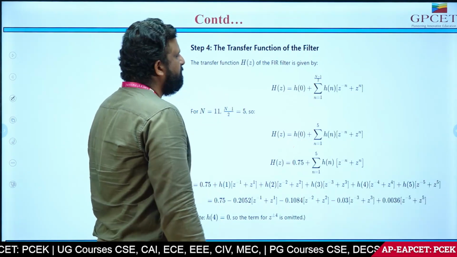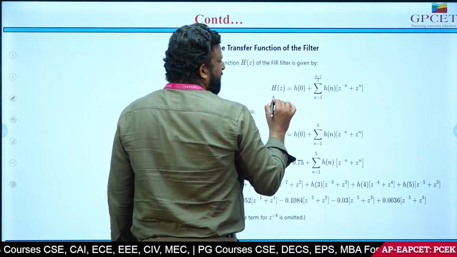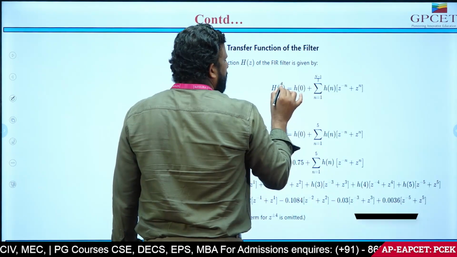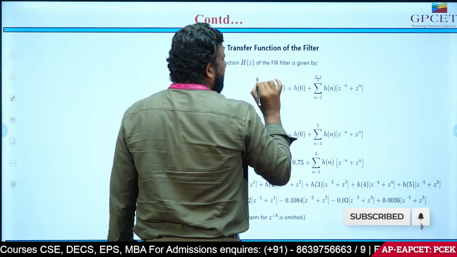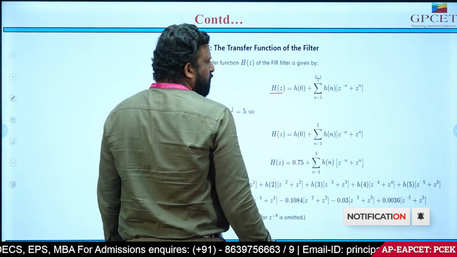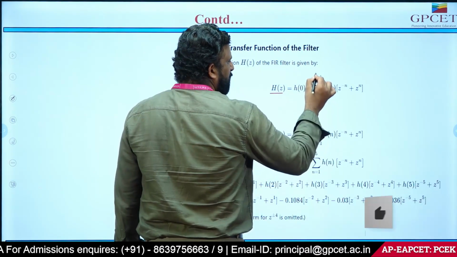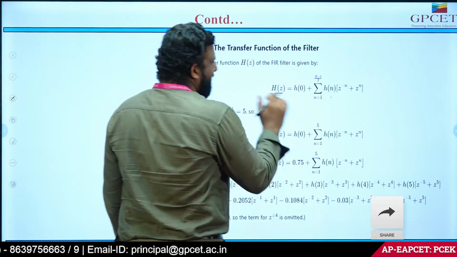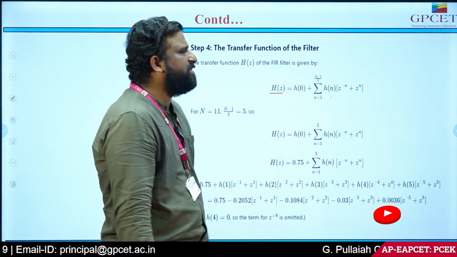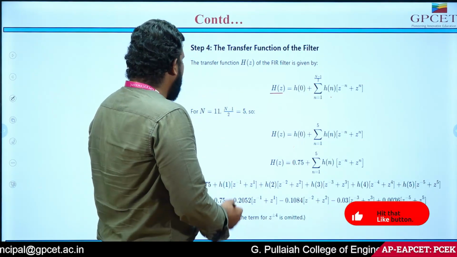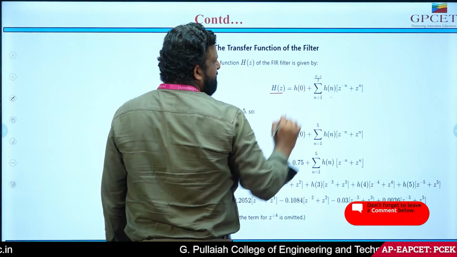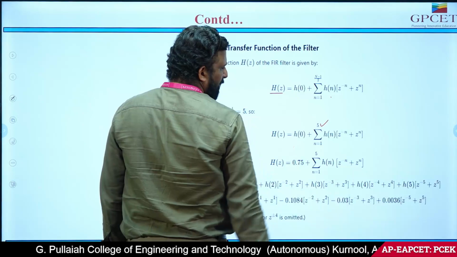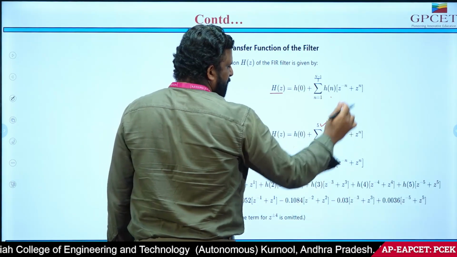And the fourth step, this is the equation. What is the agenda here? We want to find the transfer function of the FIR filter. That's why we know h of z is equal to h of 0 plus the summation from n equal to 1 to (N minus 1) by 2 of h of n times (z power minus n plus z power n). This is the actual equation to find the transfer function of the FIR filter. Now here N is equal to 11, so n runs from 1 to 5: h of n times (z power minus n plus z power n).